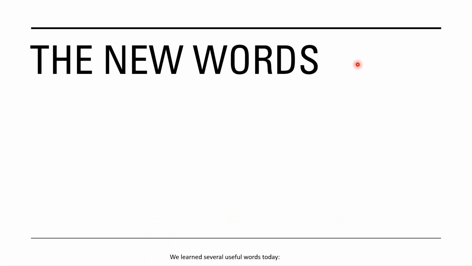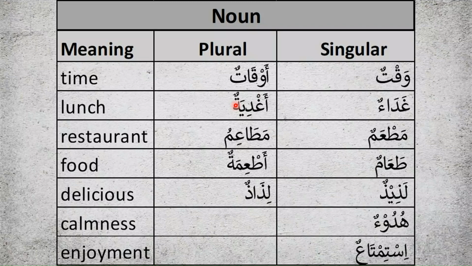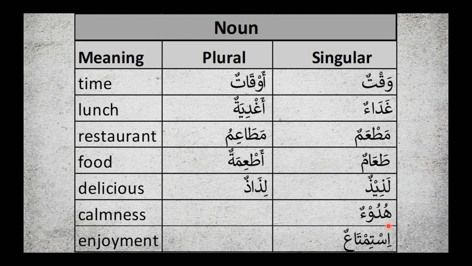We learned several useful words today. وقت, time. غداء, lunch. مطعم, restaurant. طعام, food. لذيذ, delicious. هدوء, calmness. استمتاع, enjoyment.